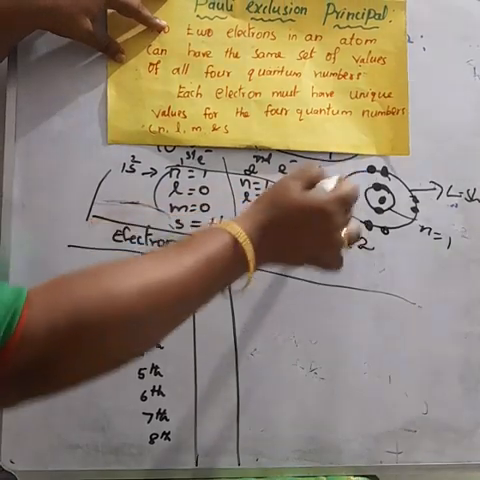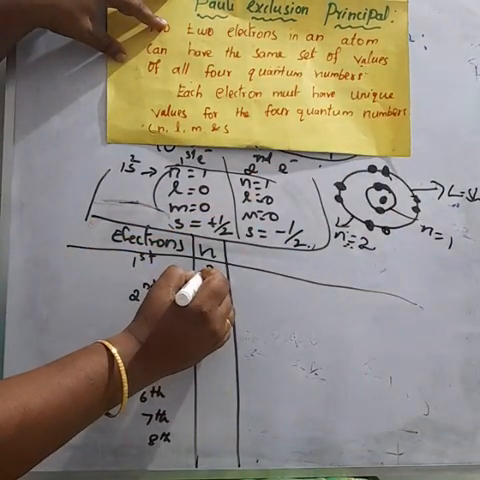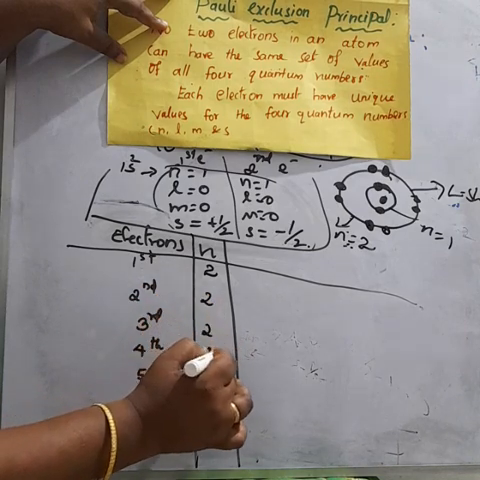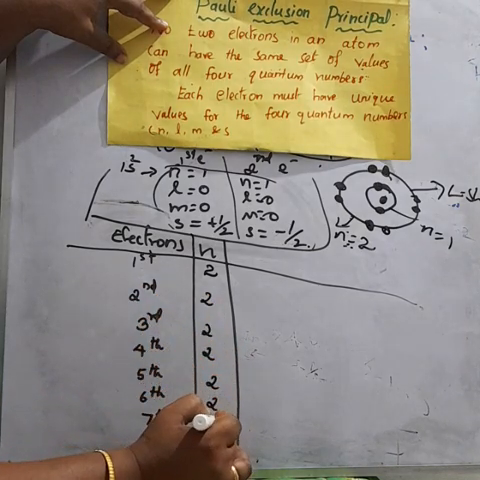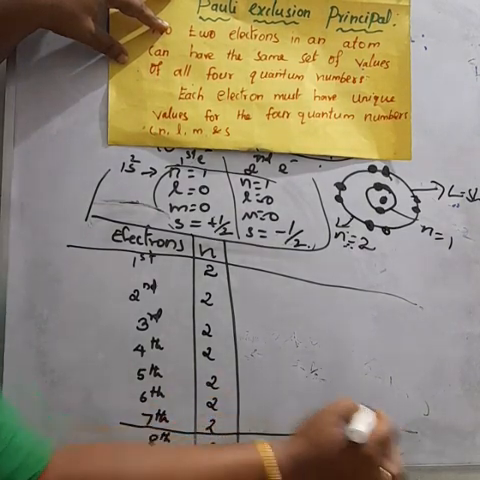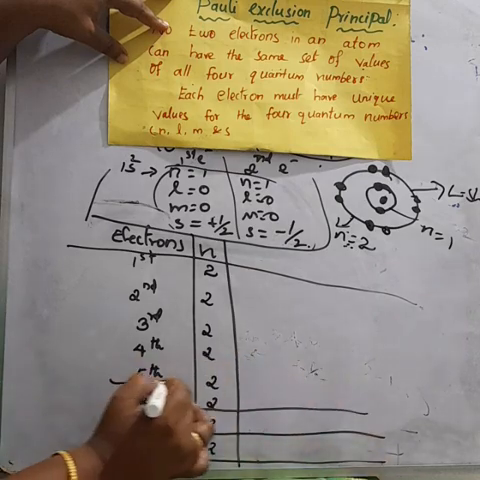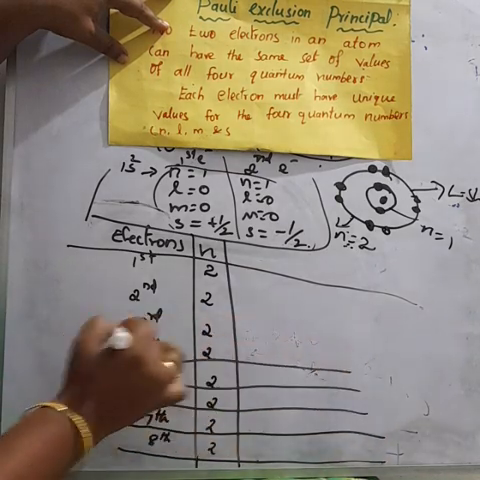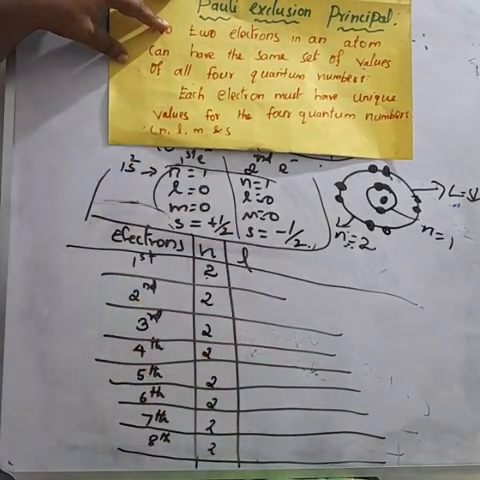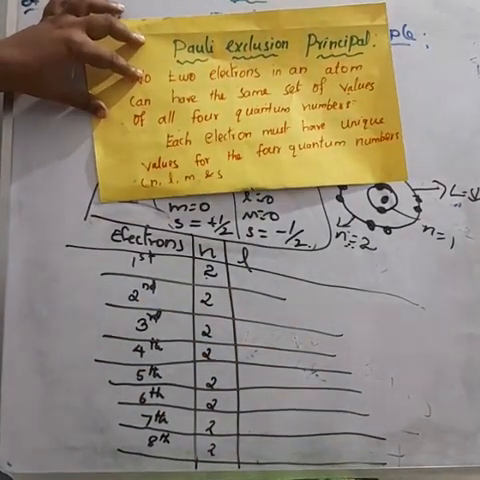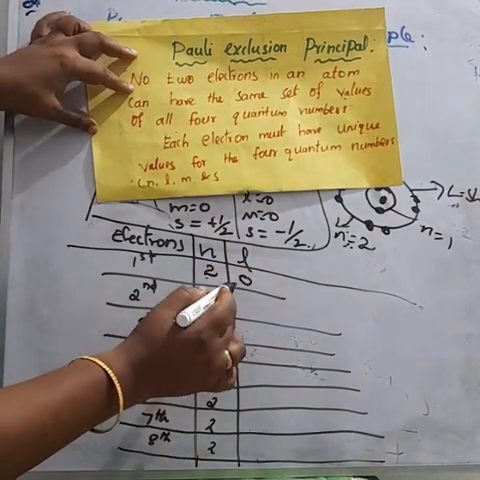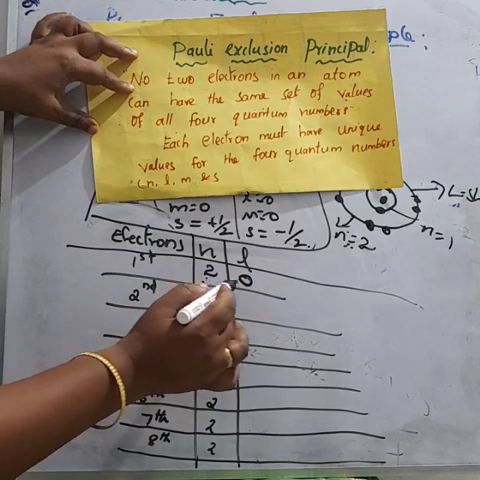Okay, so for all the electrons we can write the n value: 2, 2, 2, 2, 2, 2, 2, 2. Then what is the L value? Here we can write the L value when n is equal to 2. N is equal to 2 means first we can write 0. First shell, first orbital: 2s2 and 2p6.